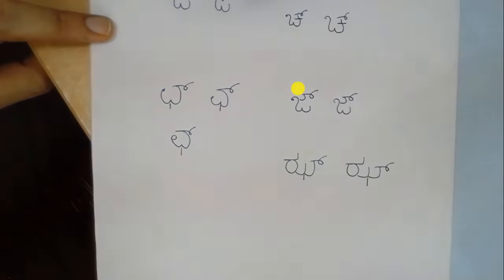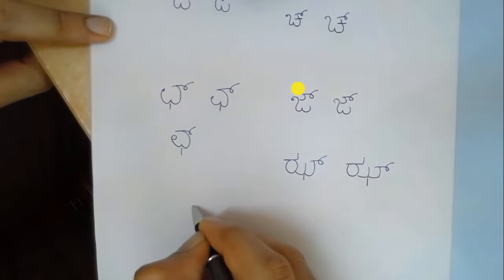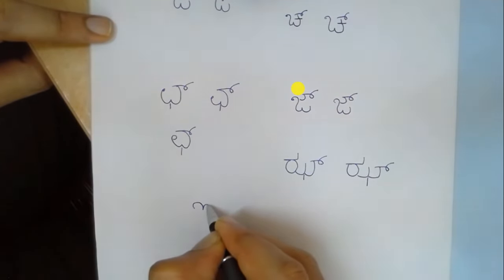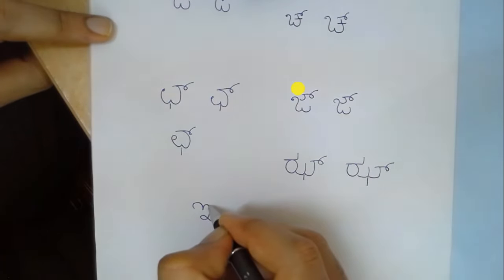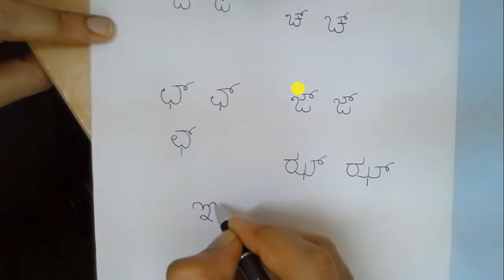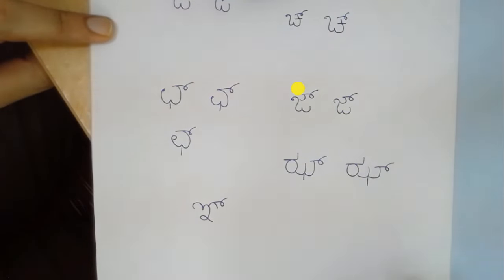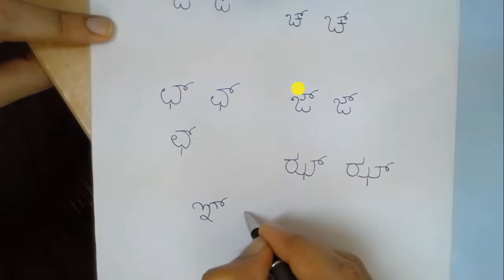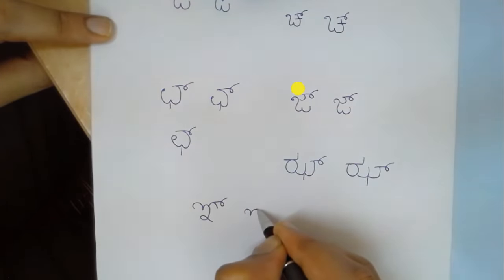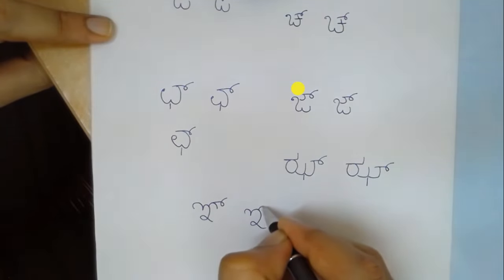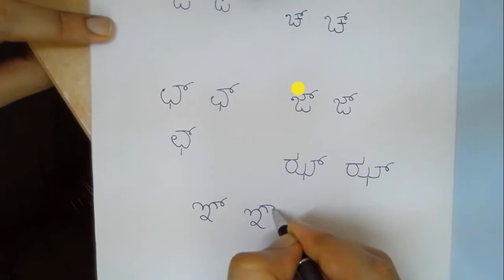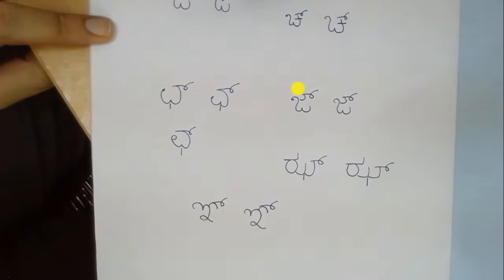Now let us see how to write it. We write the root consonant nya like this. Once again, nya. This is how we write it.